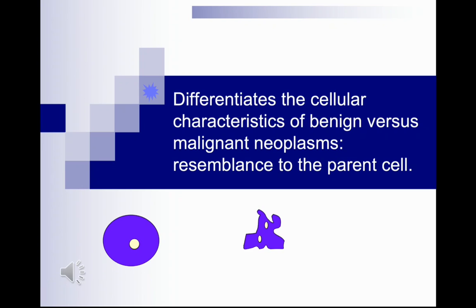I said that a biopsy would determine whether a cell was malignant or benign, and if it was malignant, how closely does it resemble the cell it was supposed to be? So let's look at that in more detail, differentiating the cellular characteristics of benign versus malignant neoplasms, resemblance to the parent cell. You can see on this slide that the parent cell is on the left and the cell on the right bears no resemblance to the cell it was supposed to be.